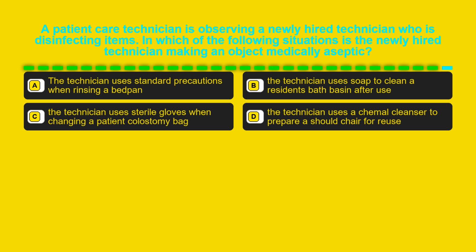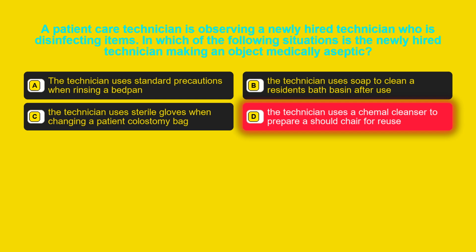Question 71. A patient care technician is observing a newly hired technician who is disinfecting items. In which of the following situations is the newly hired technician making an object medically aseptic? Option A, the technician uses standard precautions when rinsing a bedpan. Option B, the technician uses soap to clean a resident's bath basin after use. Option C, the technician uses sterile gloves when changing a patient's colostomy bag. Option D, the technician uses a chemical cleanser to prepare a shower chair for reuse.